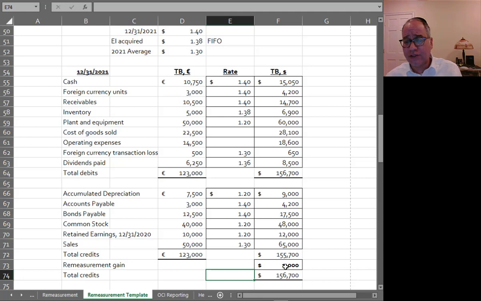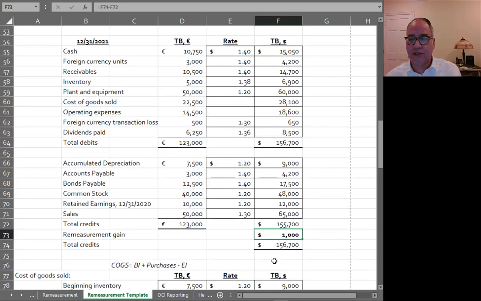The proof of translation adjustment gives you some assurance on this $1,000 figure, because any one of these rates, if it's wrong, could throw this number off and then give you the wrong answer. So the proof of translation, proof of remeasurement adjustment helps give you some assurance that that's accurate.